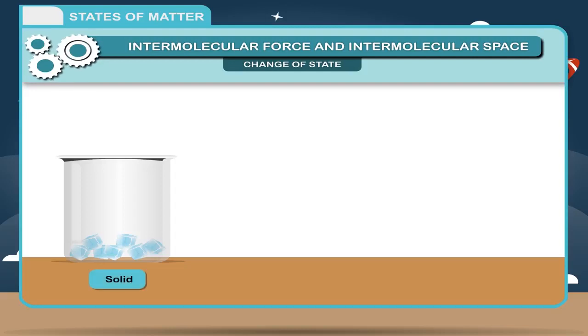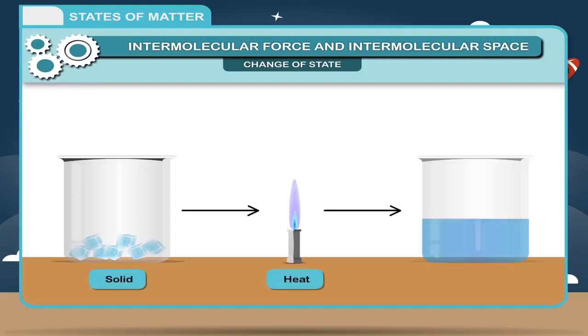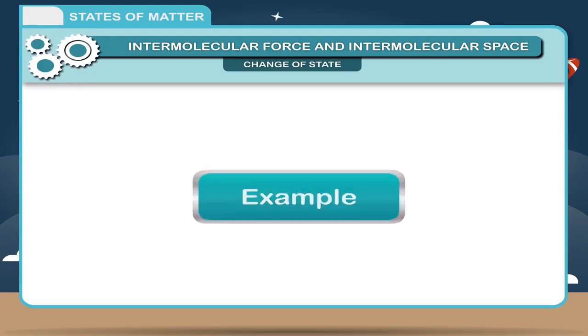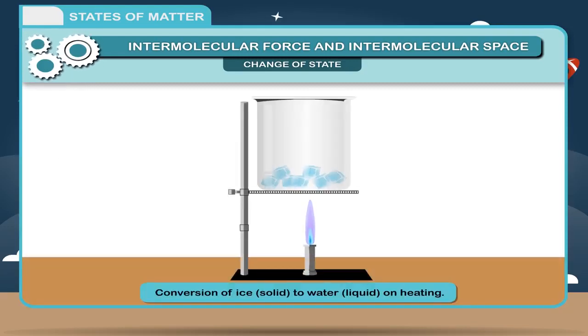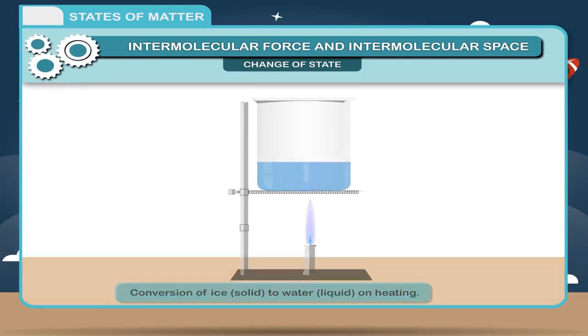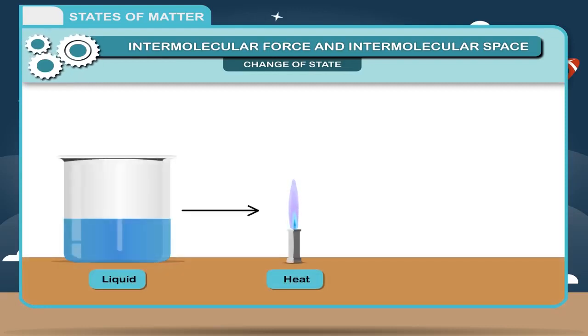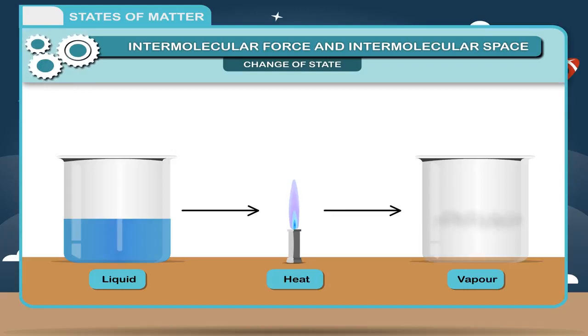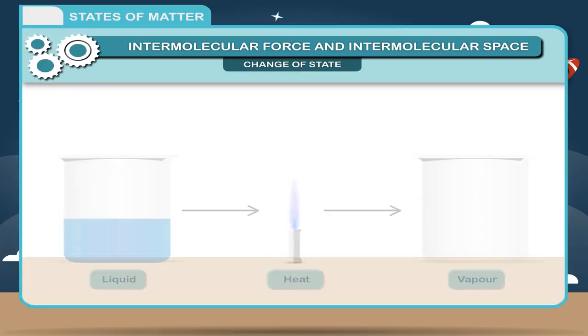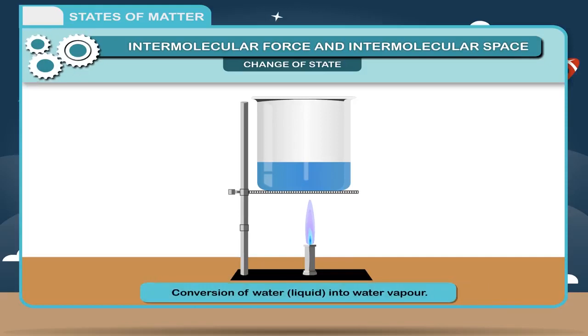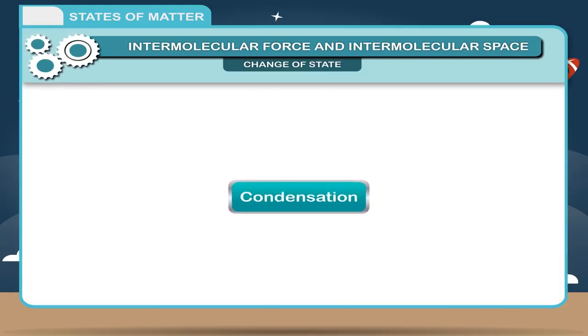Melting: conversion of solid into liquid on heating is called melting. Example: conversion of ice, solid, to water, liquid, on heating. Vaporization: conversion of liquid to vapor is called vaporization. It occurs at all temperatures. Example: conversion of water, liquid, into water vapor.